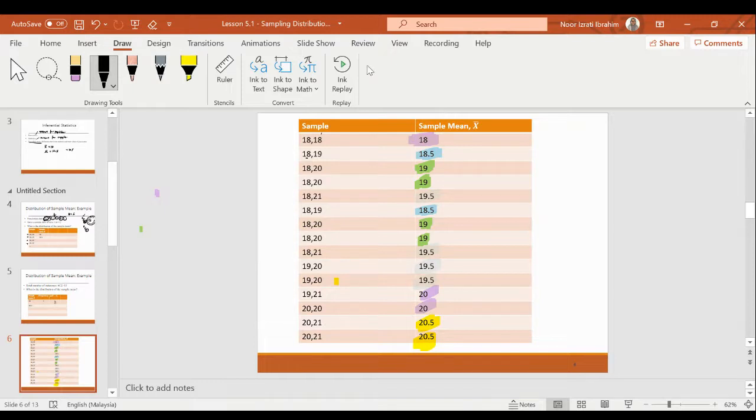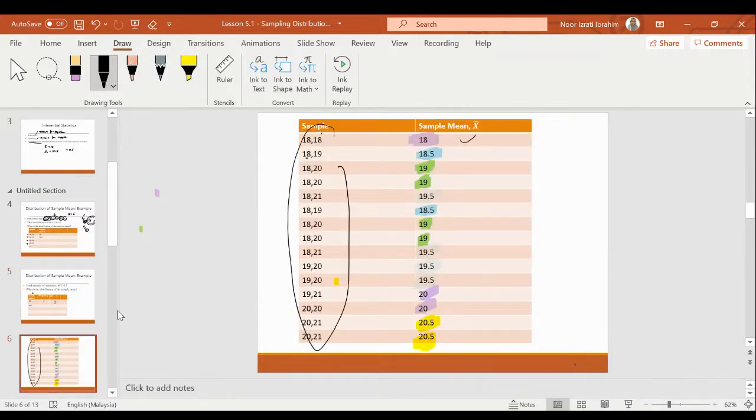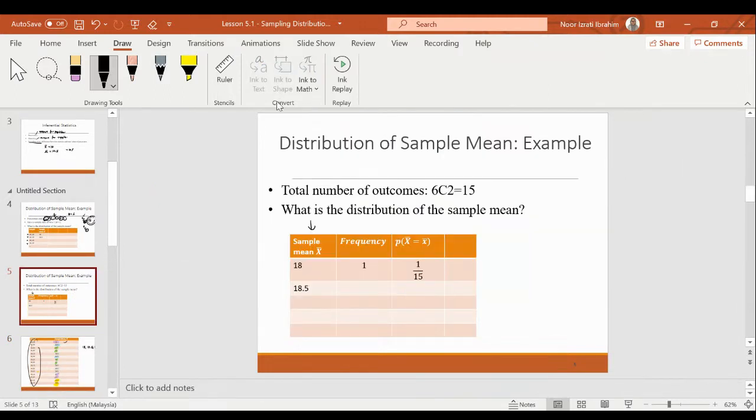1, 2, 3, 4, 5, and 6. Okay, that means here the distribution of sample mean is you have to actually list out the possible sample means. So from the outcome just now, we can get the sample means, which are 18, 18.5, 19, 19.5, 20, 20.5. So our random variable of sample mean will take these values. These are the possible sample means from the list of outcomes just now.